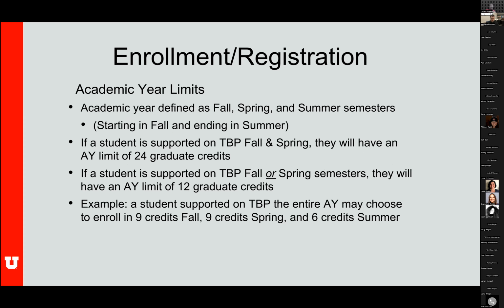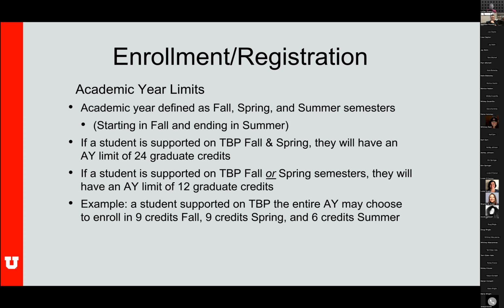Additionally, there is an academic year limit. This is the thing I've actually been seeing a lot just this week or so, as we are in summer currently, and a lot of people are hitting those limits. The academic year is defined by fall, spring, and summer, beginning in fall, ending in summer. If a student is supported on tuition benefit for fall and spring, they'll get the full 24 credit or graduate credit hours that they can use through the whole year, as long as they're meeting the other enrollment minimum requirements as well.